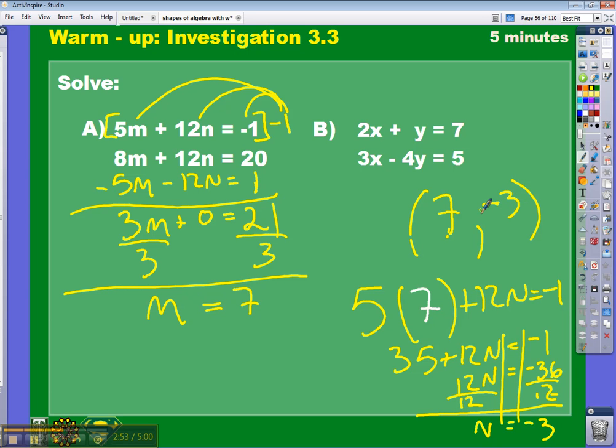And if you were so inclined to double check, you could plug the 7 into the first equation and see if you get the same answer. So just so that we can be thorough, we're going to go ahead and do that.